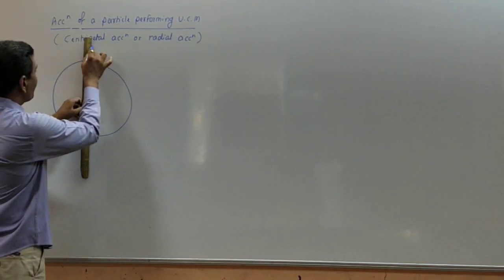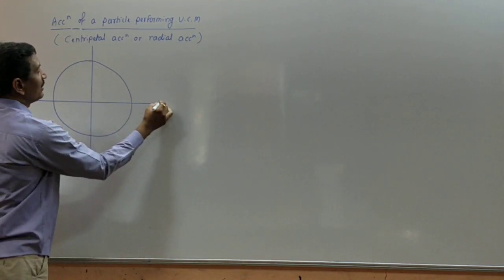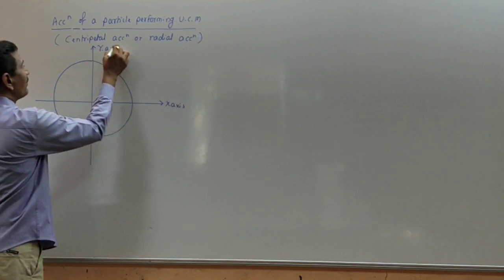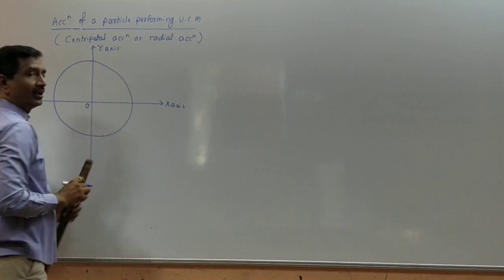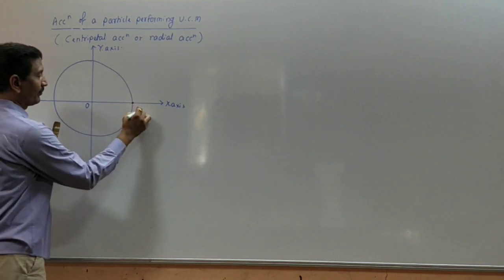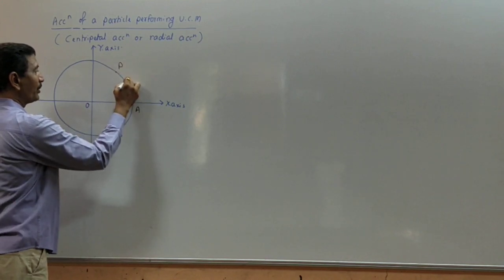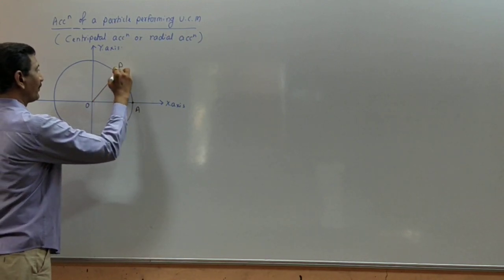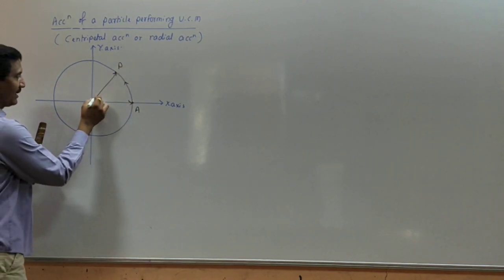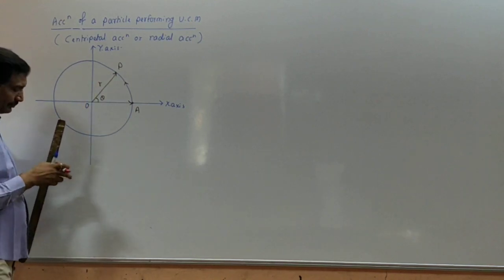So we apply the two-dimensional Cartesian coordinate system for this circular motion. This one is the x-axis and this one is the y-axis. Initially the particle is at A and it moved from A to P in a time interval, say t. So therefore this angle is theta. R bar is the radius.